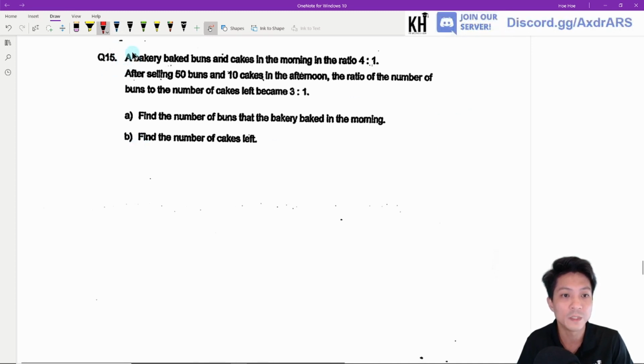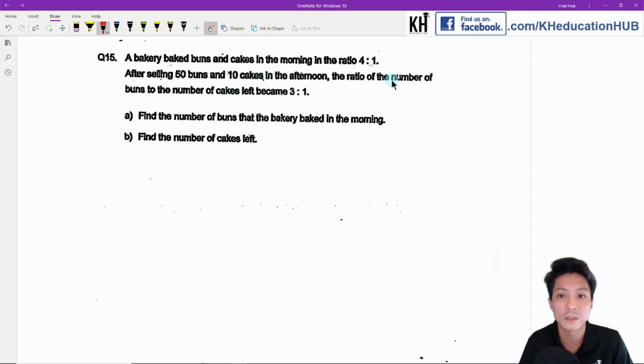Question 15. A bakery baked buns and cakes in the morning in the ratio of 4:1. Thus selling 50 buns and 10 cakes in the afternoon. The ratio of the number of buns to the number of cakes left became 3:1. Part A, find the number of buns that the bakery baked in the morning. And part B, find the number of cakes left.